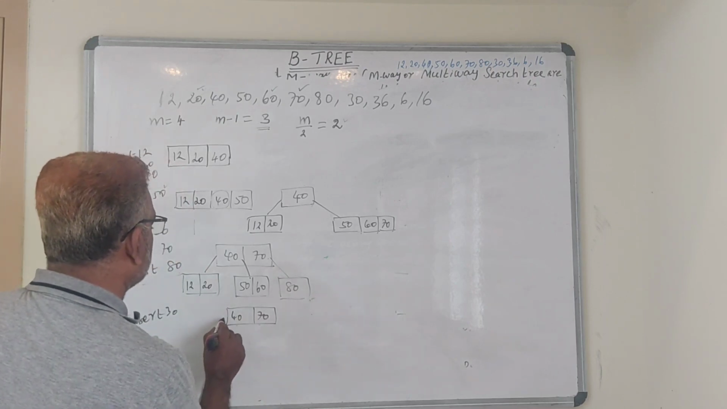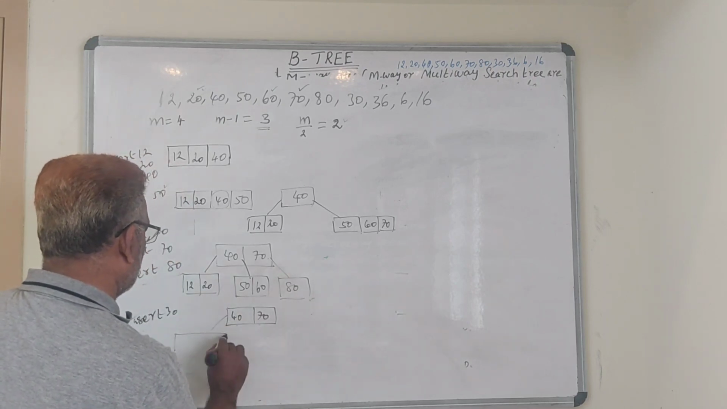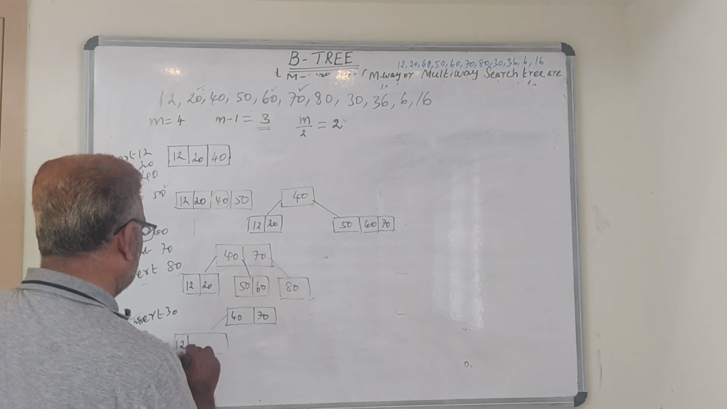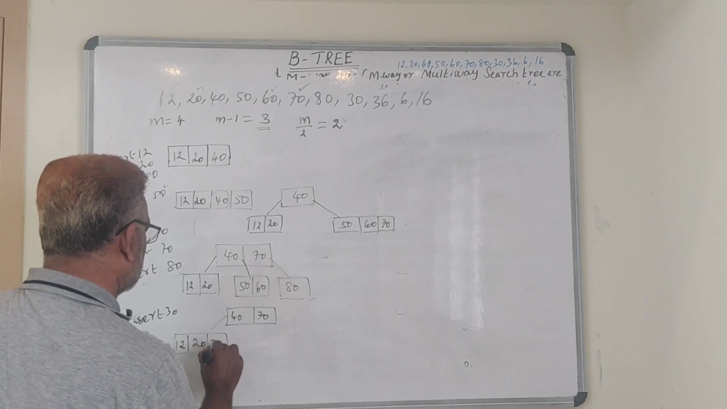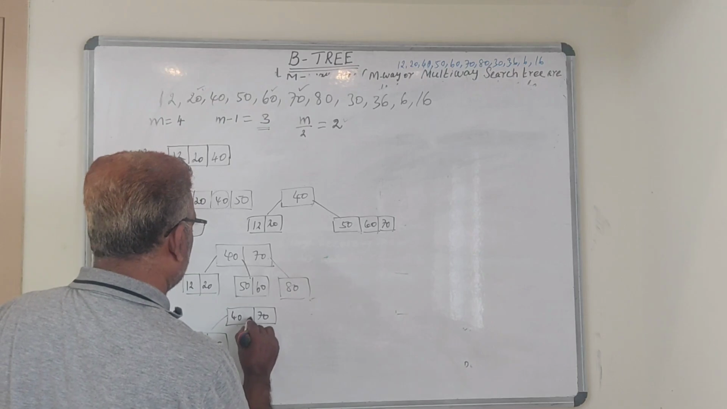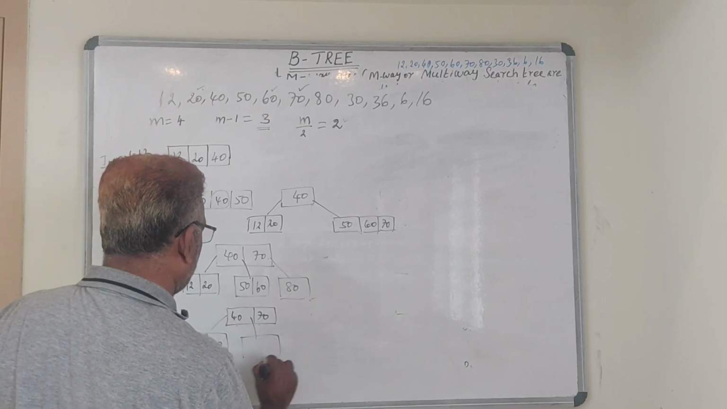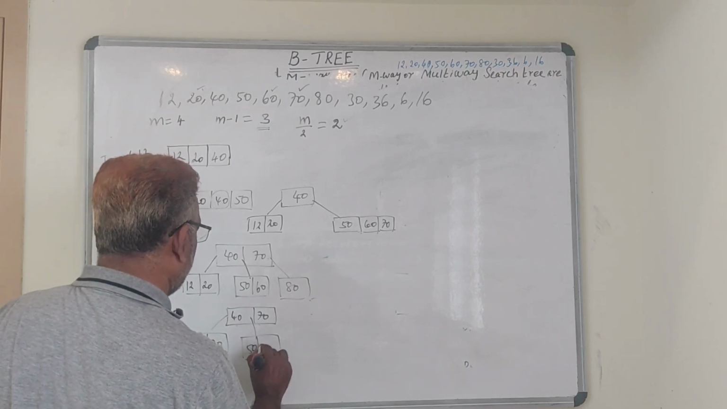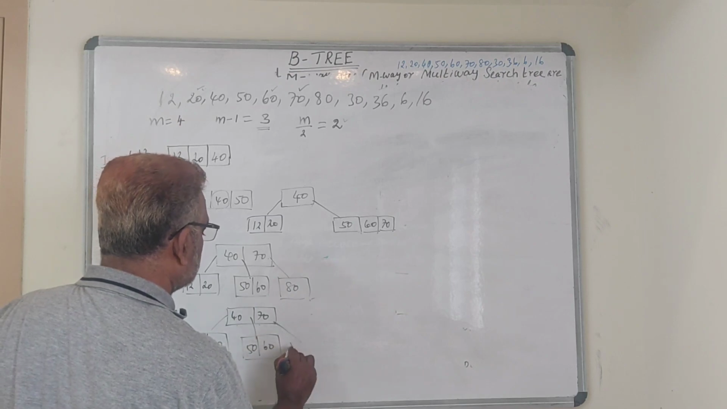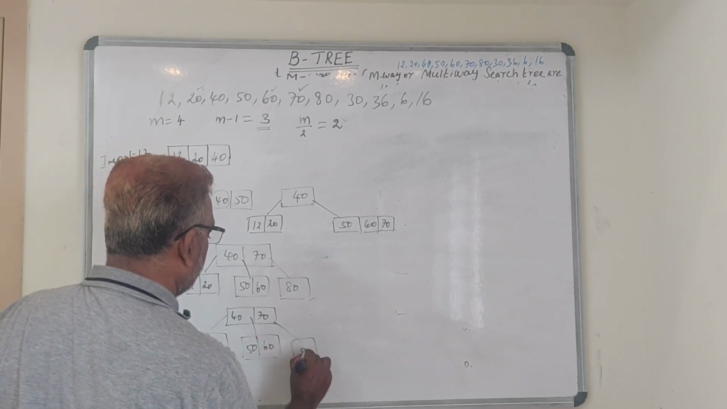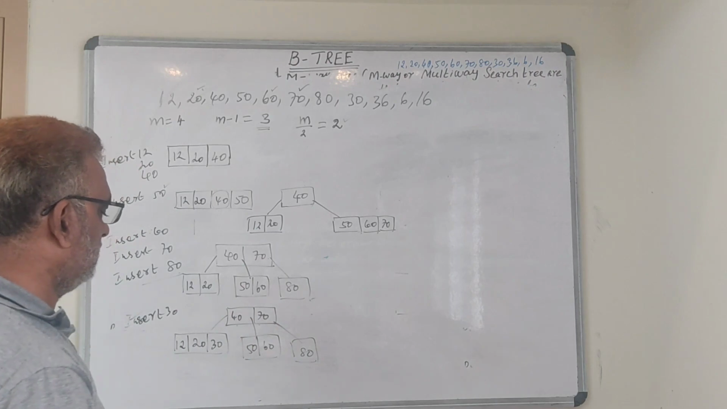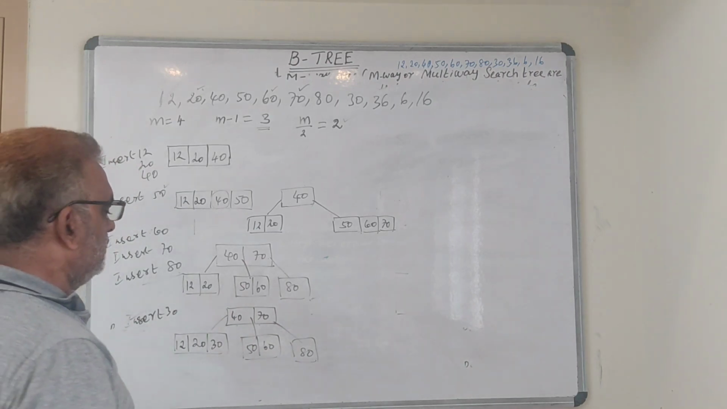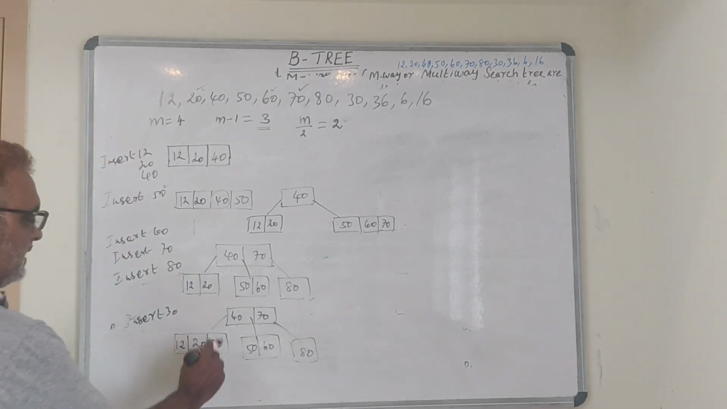It can be inserted here. This is 12, 20, and this is 30. And similarly, after 40, you'll have the values 50 and 60. After 70, you have this 80, on the right hand side of 70. Okay, so 30 gets inserted.